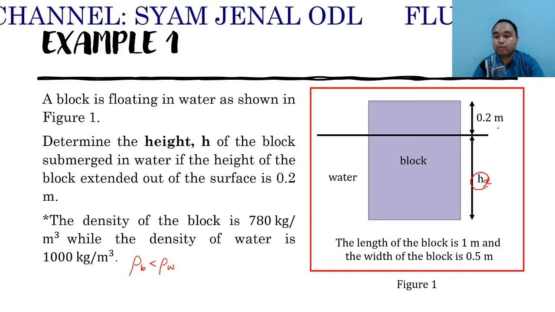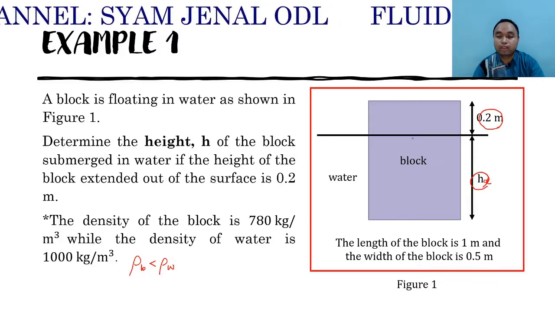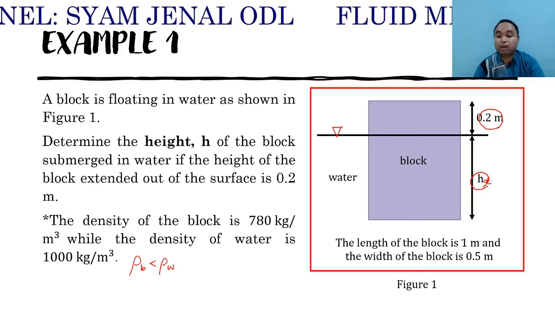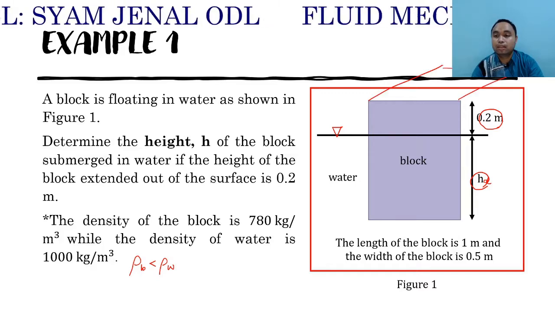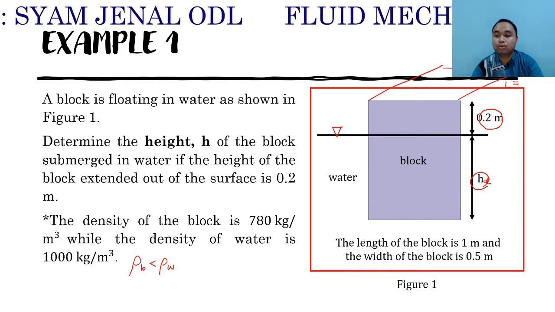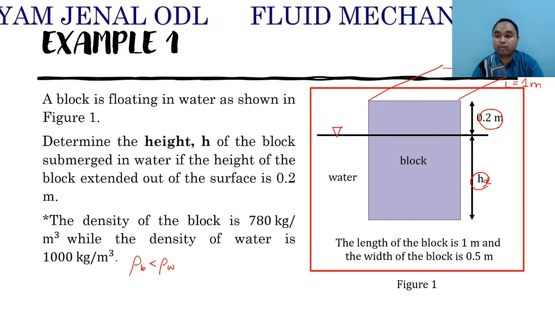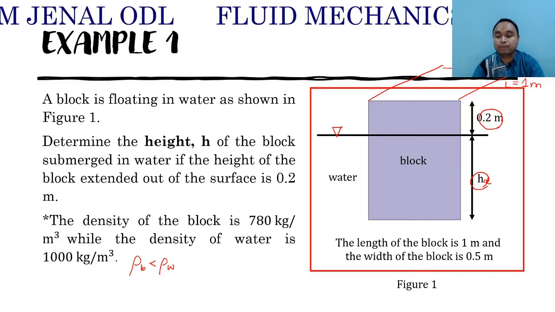So 0.2 meter part of the block is outside of the surface of the liquid, and assuming this is the surface, the length of the block is 1 meter. If you draw it to the back like this, the length is equal to 1 meter, and the width of the block is 0.5 meter.